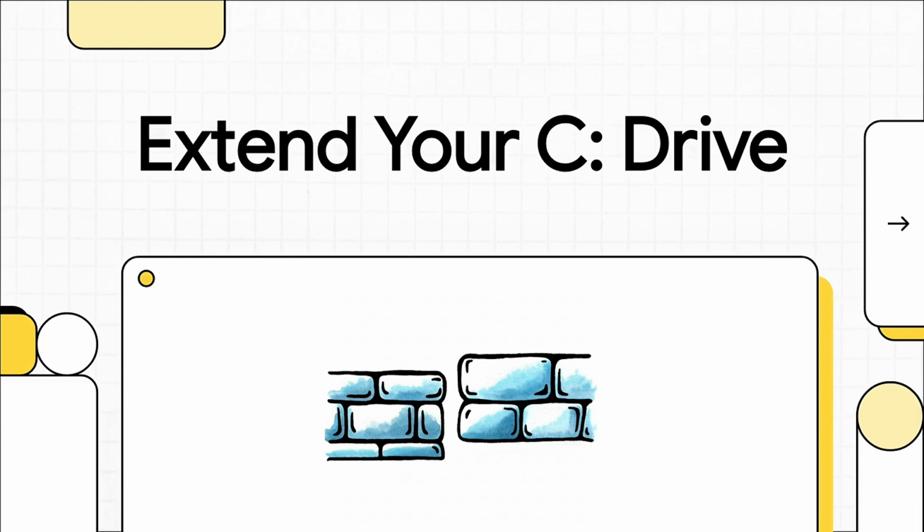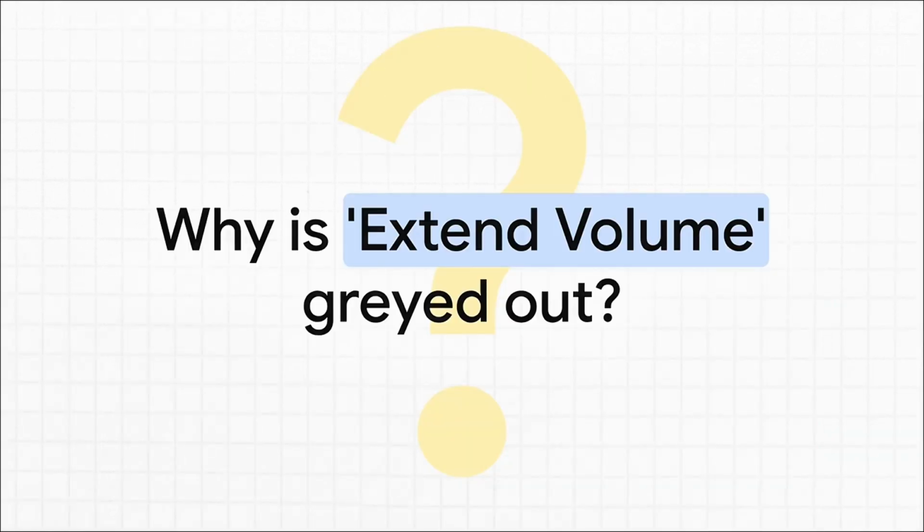Let's get into it. So you do the smart thing. You go into Disk Management. You see you've got a nice chunk of unallocated space just sitting there, waiting to be used. But when you right-click your C drive, the Extend Volume option is grayed out. It's just unclickable. Why? Why can't you just use that empty space?